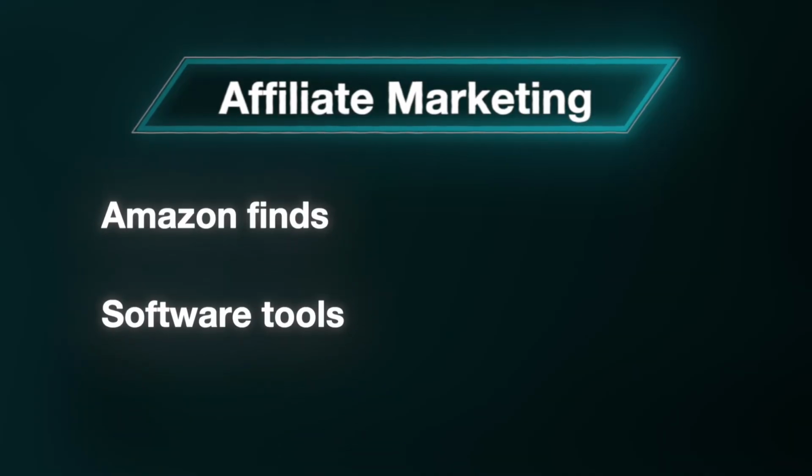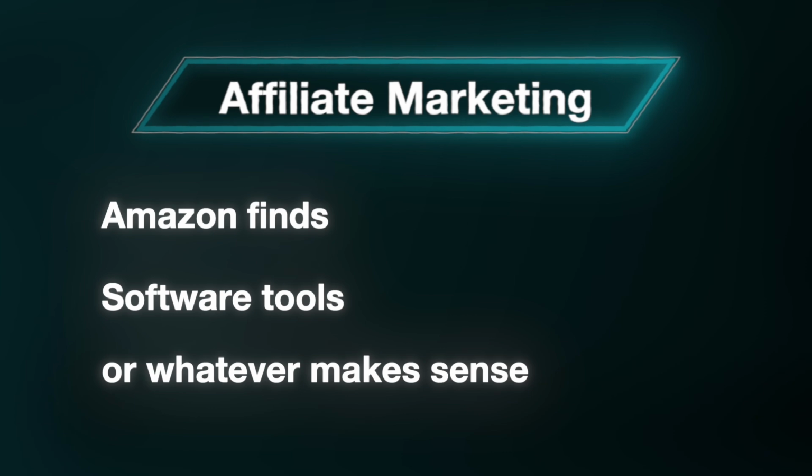Next up, one of my favorite ways to get monetized online, because you're able to make money from day one on whatever platform you choose with this method, and that's affiliate marketing. All you do is drop a link to a product and then you earn a commission when somebody buys that product from your link. You can promote things like digital products, where I see a lot of people doing Amazon finds, or software tools, or just whatever makes sense for your audience.